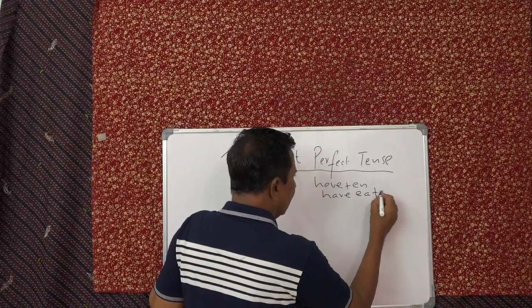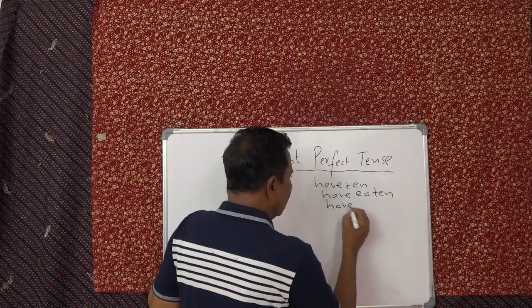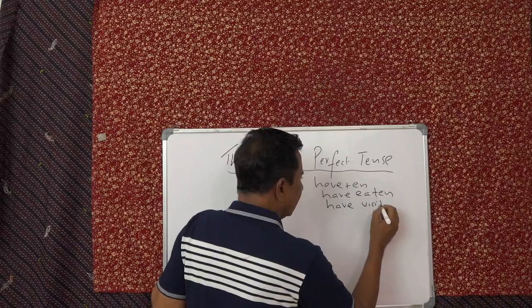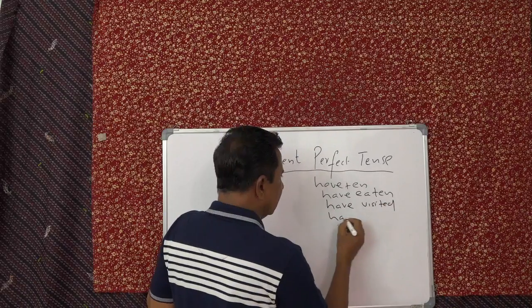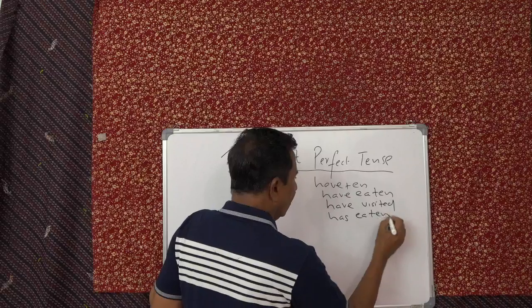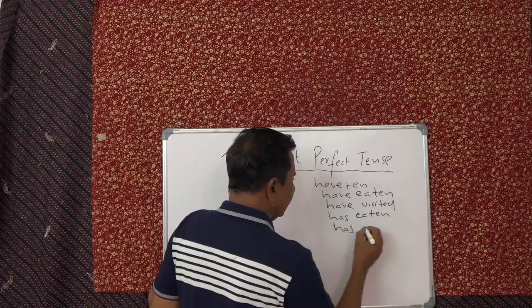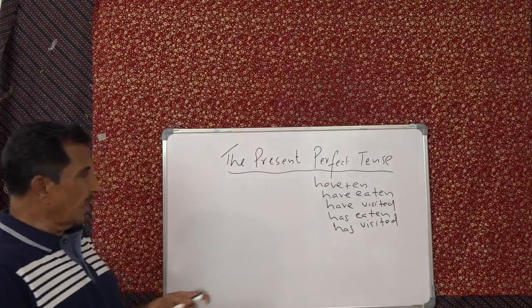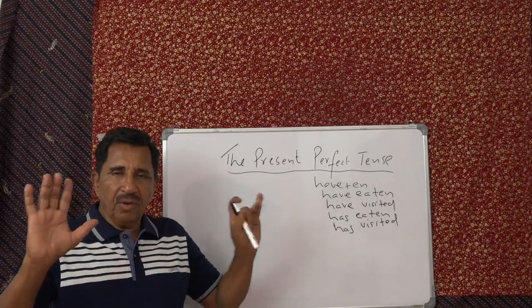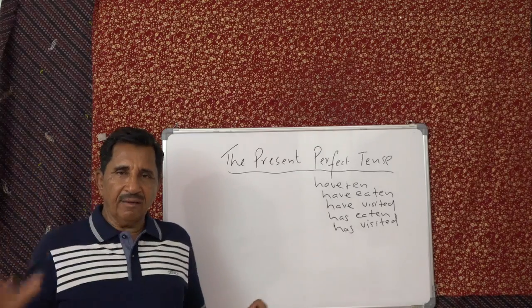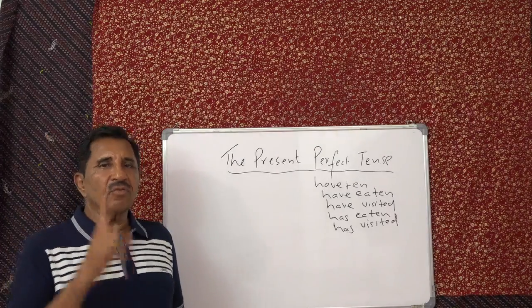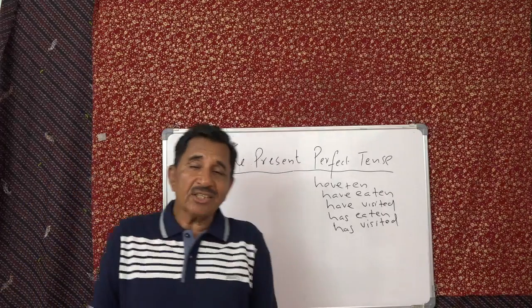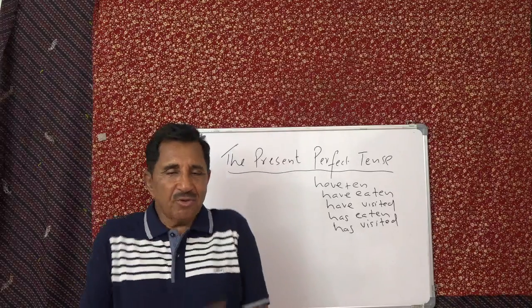Have eaten or have looked. Have eaten or have visited. Both of these. Or has eaten or has visited. See that? Either. So that means the formula is either you can use have or has. But the second word is fixed. What is the second word? It has to be a past participle. No other thing will do.